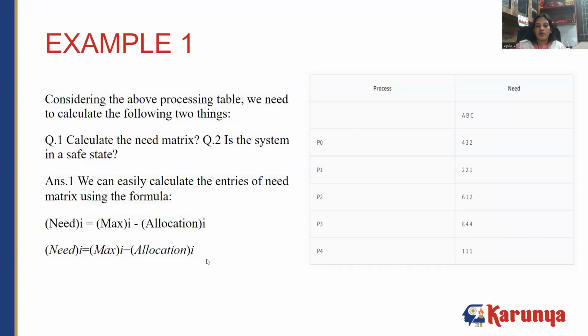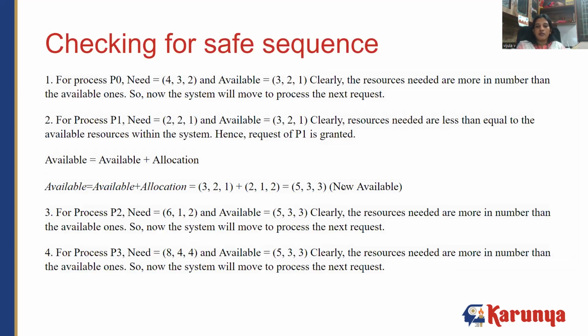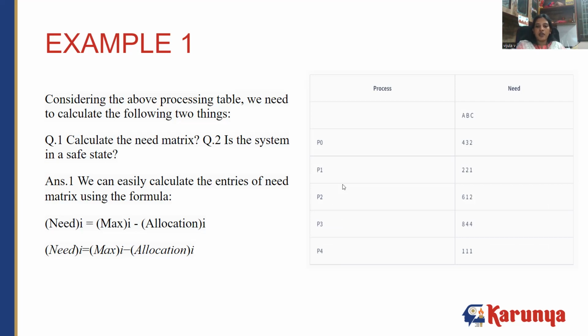So considering the above process table, we'll calculate two things. The first one is the need matrix, and the second one is to find out if the system is in a safe state or not. Using the formula I've told you, need is equal to max minus allocation, you'll be able to find the values for need. The values are given here. You can calculate it manually and check it.